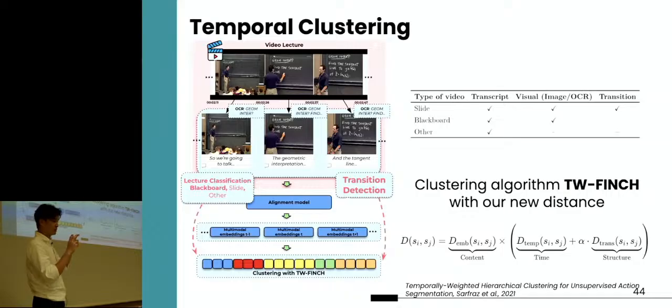It's just like a camera following the person. And then when you don't have anything, when there's just a presenter speaking and there's no visual support, we only use the transcript to cluster. And so what we do to use this transition information is that we add the term into the distance that is used by TW-Finch, which is like a structured term that will help to cluster the segments that come from the same slide.